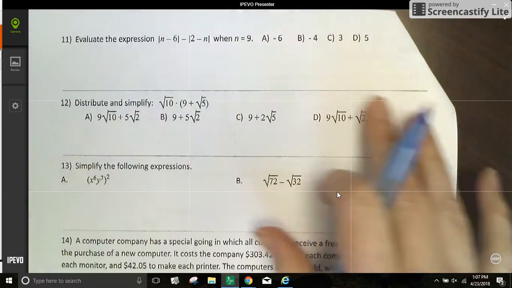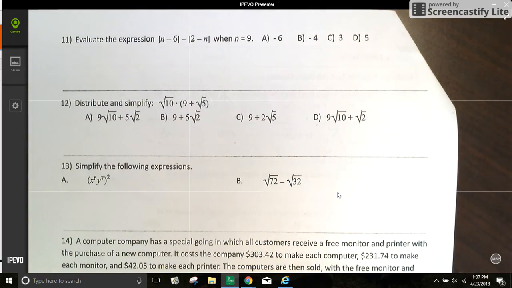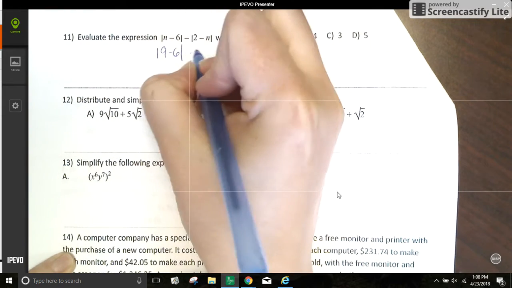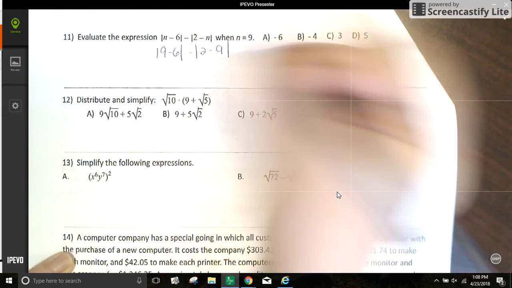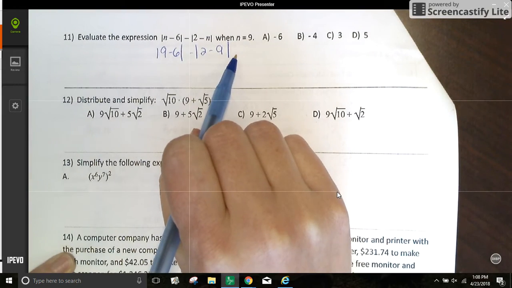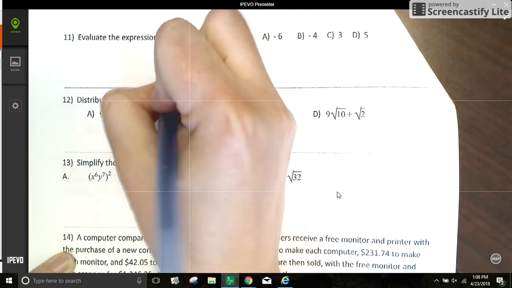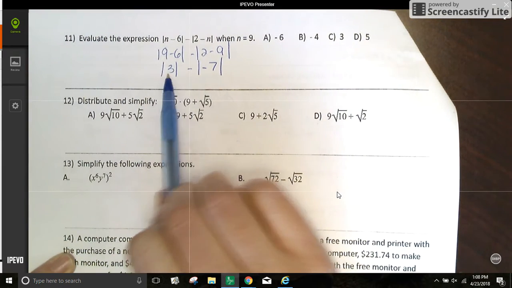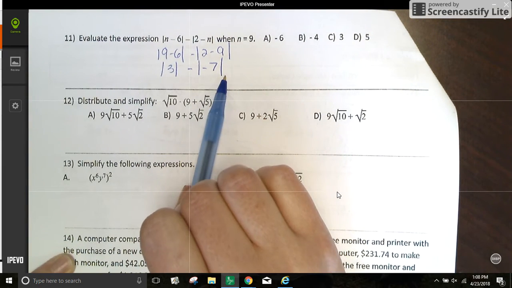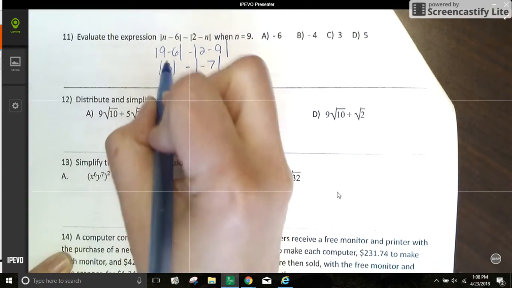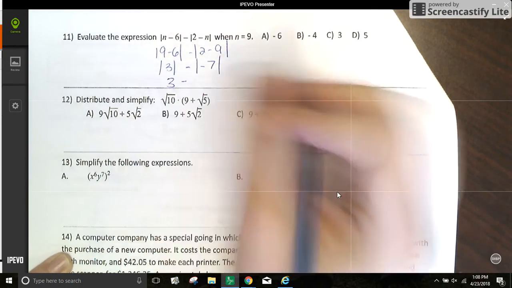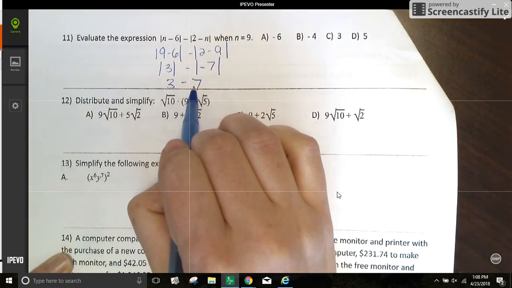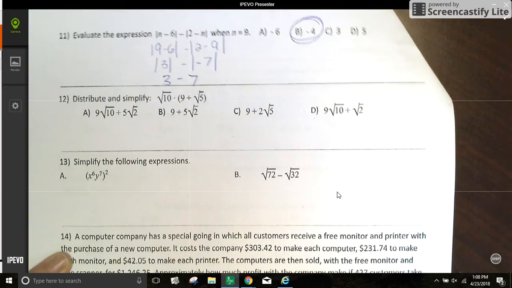All right, number 11. You're evaluating when n equals 9. So you're plugging 9 in. So these are absolute value, not parentheses. So 9 minus 6 is 3. 2 minus 9 is negative 7. And then these absolute value symbols mean once you find a number inside, it switches it to positive. So 3 positive is 3. Negative 7 positive is 7. So I get 3 minus 7, which is negative 4.